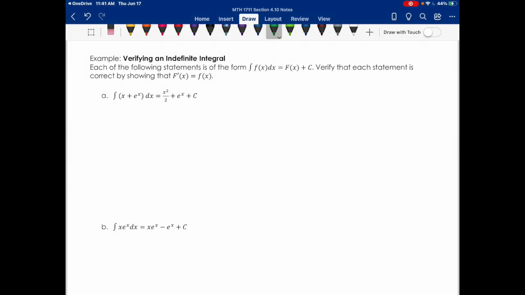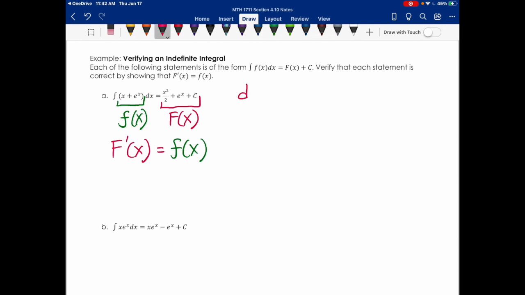In the next couple of examples, we are going to verify an indefinite integral. So we're going to let this be our derivative. We'll call it f. And then we'll let this be our original function, and we'll call that capital F. So we want to verify that this indefinite integral is correct by showing that if I take the derivative of capital F, I'm going to get f of x.